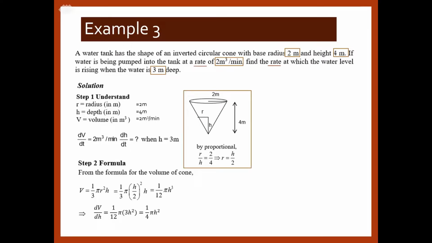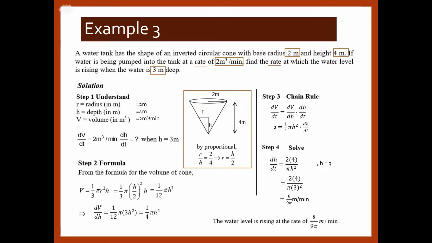To solve the problem, we need to use the formula for the volume of a cone, which is V equal to 1 over 3 pi r squared h. By proportion, r is equal to h over 2. Substitute this into the formula and simplify. You should get V equal to 1 over 12 pi h cubed. Differentiate the V with respect to h. The answer is 1 over 4 pi h squared. By using the chain rule, dV over dt is equal to dV over dh multiplied with dh over dt. Substitute the information into this formula and simplify. You should get dh over dt equal to 8 over 9 pi meter per minute. Therefore, the water level is rising at the rate of 8 over 9 pi meter per minute.